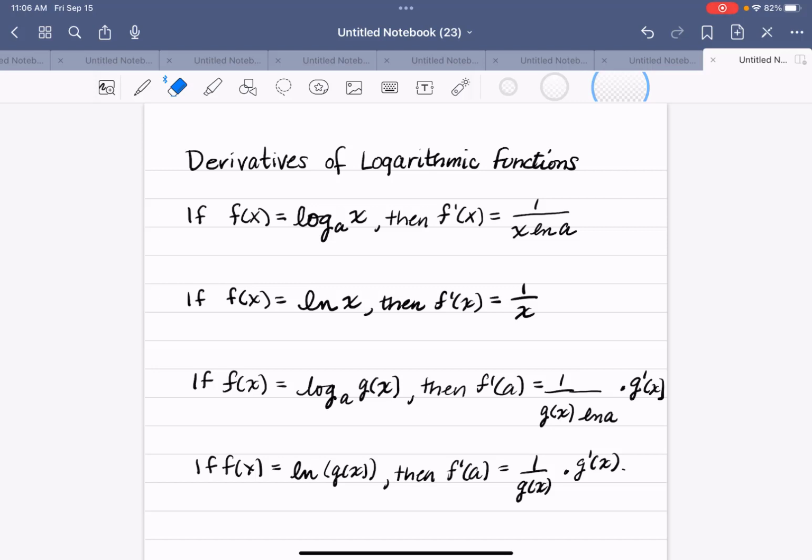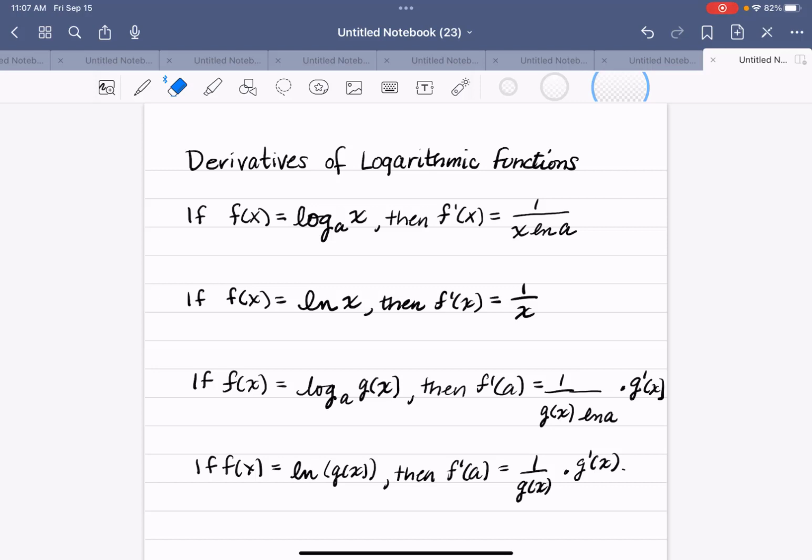If f of x is the natural log of x, then f prime of x is just 1 over x. So if it's a base other than e, like the natural log is, it's a base a, then the derivative is 1 over x times the natural log of a. But if it's just the natural log of x, it's 1 over x. Now, of course, the chain rule will apply.